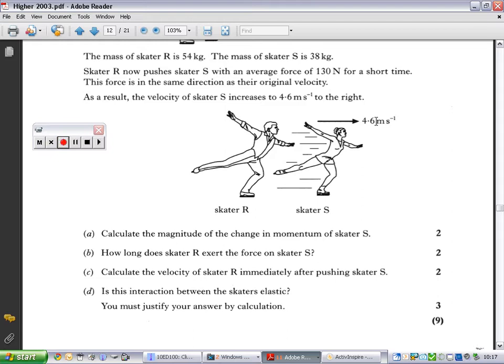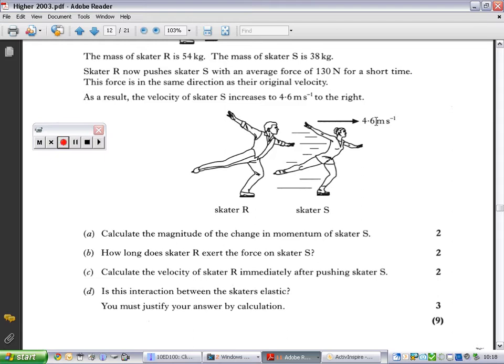Impulse equals change in momentum. Impulse equals Ft. Ft equals mv minus mu. You will find that in your data book. So mv minus mu is the change in momentum for skater S. Just for skater S. So mv is 38 times 4.6. mu is 38 times 2.2. Do the subtraction, you get an answer around about 91. I'll show the answers in a second.